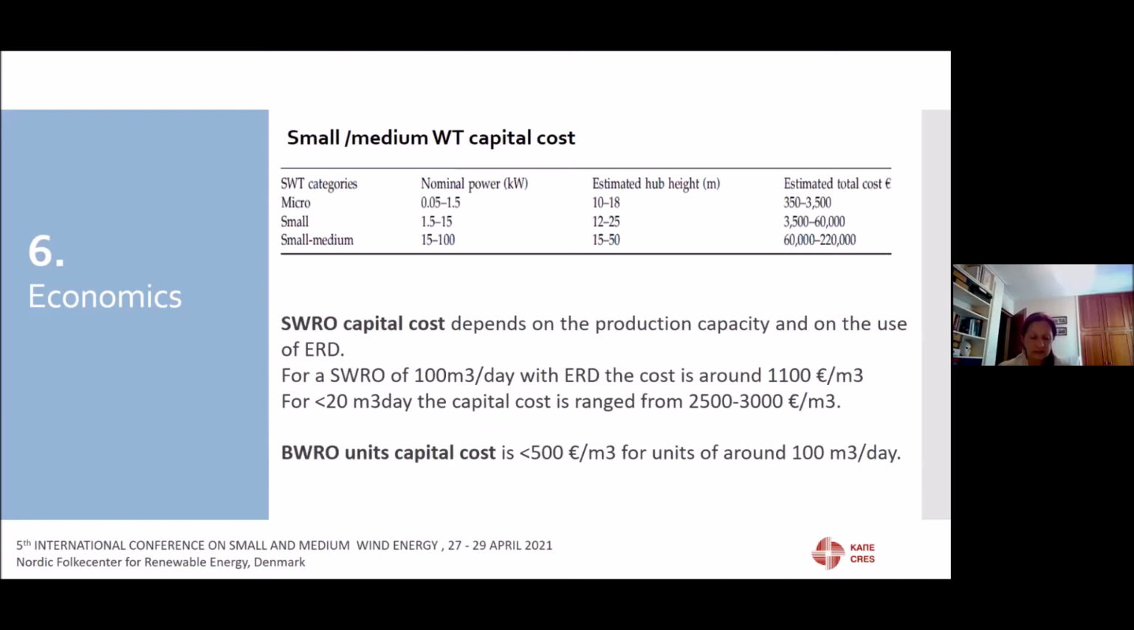Now, regarding some economic information, few data on the economics of such systems: for small wind turbines with nominal power up to 15 kilowatts, the cost is estimated from 2,300 euros to 4,000 euros per kilowatt, while for small-medium wind turbines in the range of 15 to 100 kilowatts, the costs range from 4,000 to around 2,000 euros per kilowatt, which for this type of application is high.